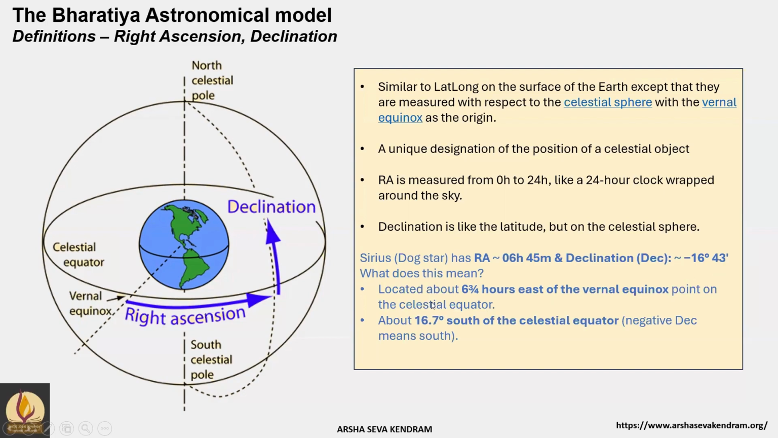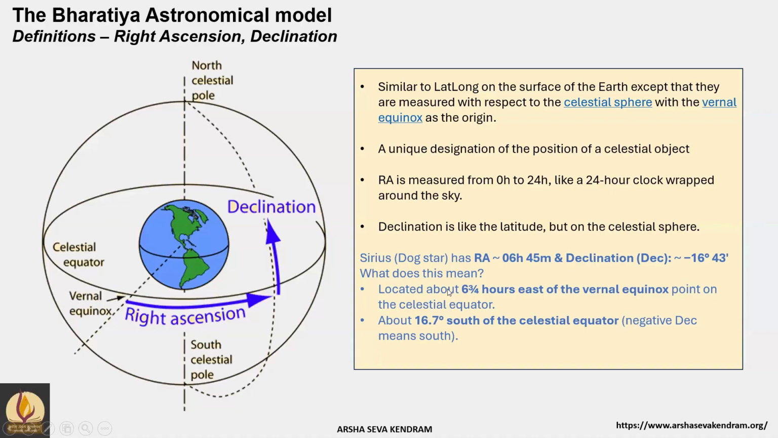So what does this mean? So it's located about 6 and 3/4 hours east of the vernal equinox and about 16.7 degrees south of the celestial equator. Why south? Because it is a negative declination, right?